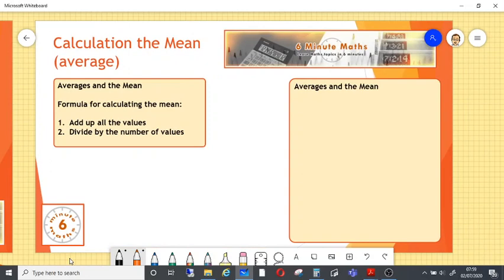There's a formula that we need to use to calculate the mean. We have to add up all the values and then divide it by the number of values, and that will give us the mean. So let's just have a look at that.